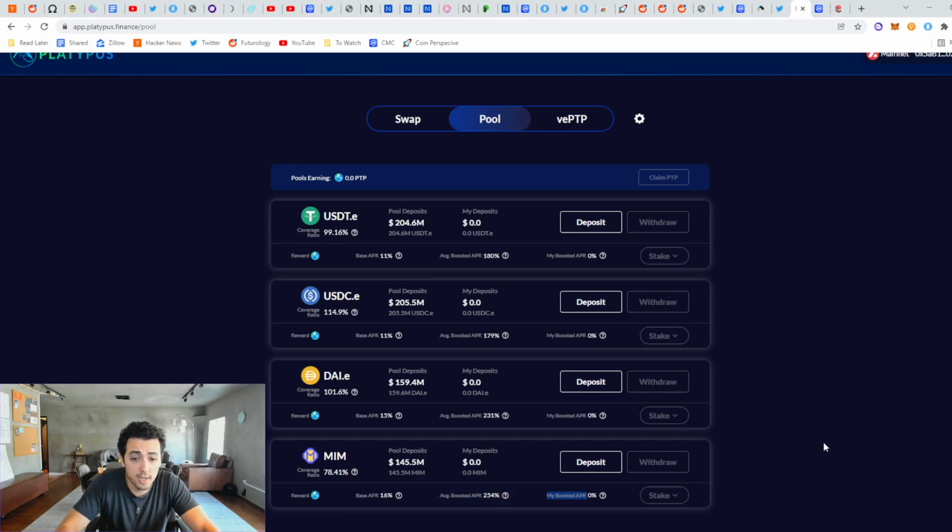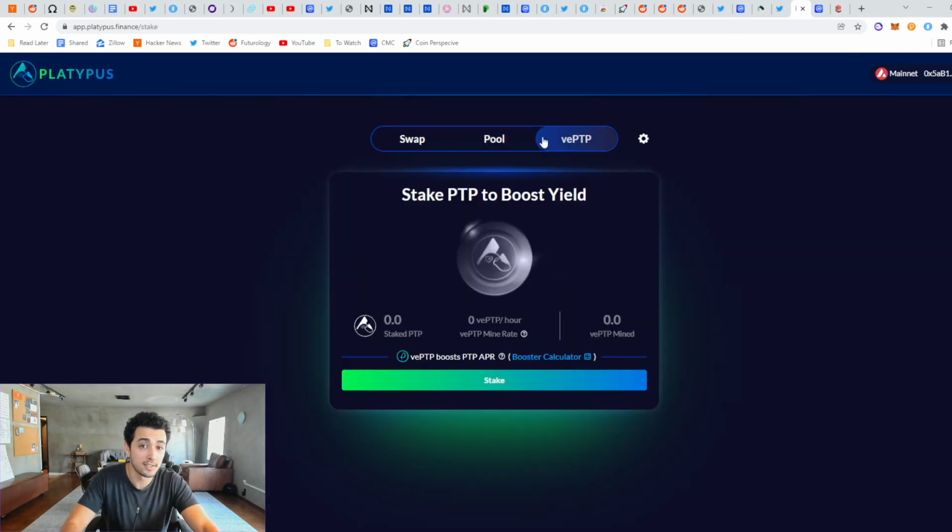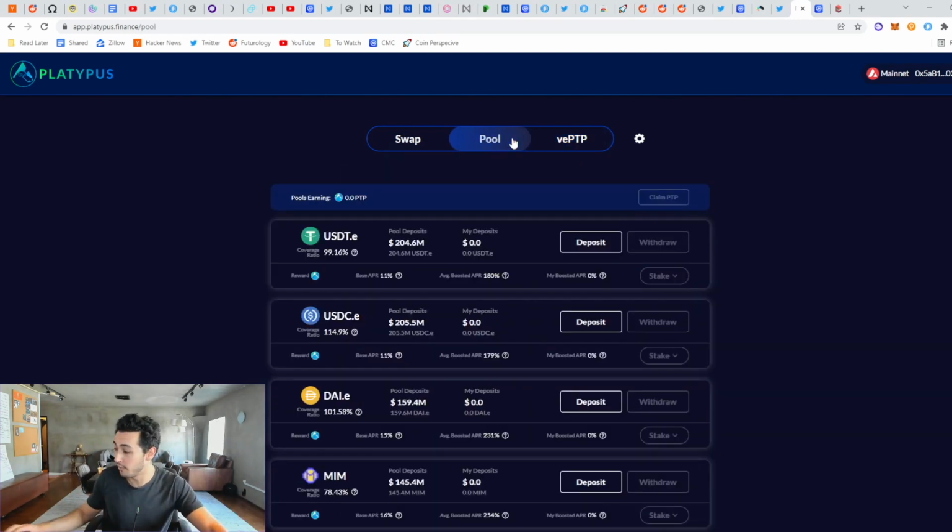Now this boosted APR is once you put MIM in here and you have vPTP, it boosts it and gives you more APR or APY in the Platypus token. So this is how you actually earn Platypus token, not over here staking it. This just gives you a boost to anything that you put into the pool. Okay, so that was where I got a little bit confused. And so right now I get a boosted APR of 465%, which is pretty good.